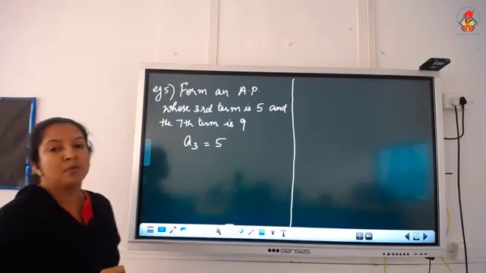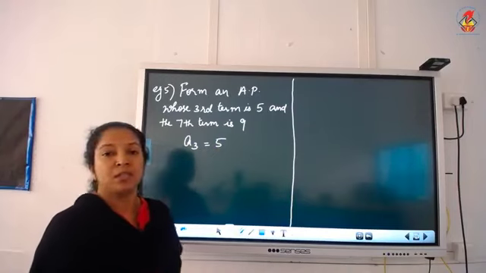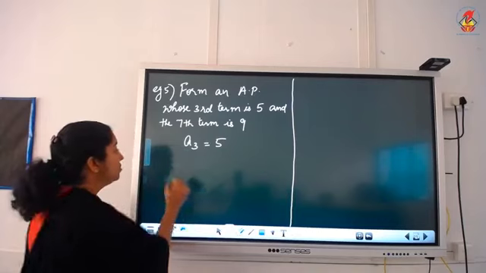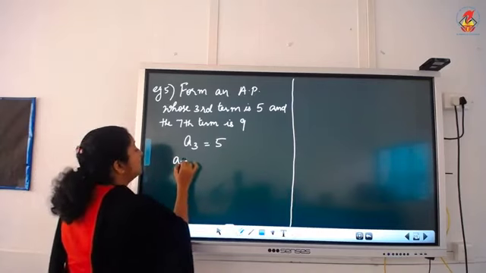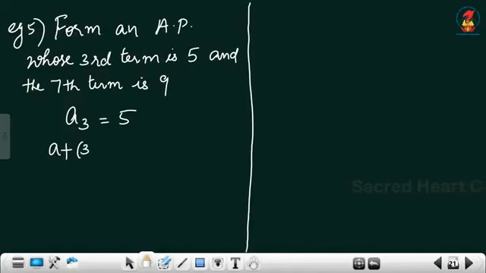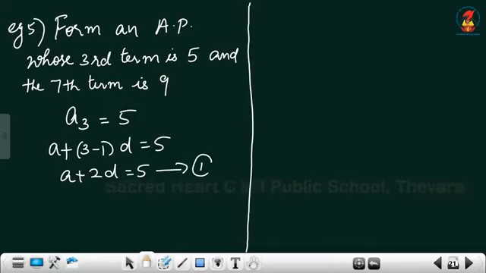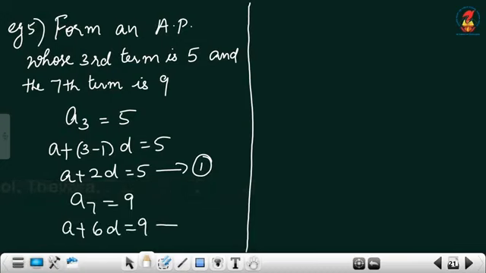So using the formula an is equal to a plus n minus 1 into d, we can write a3 as a plus 3 minus 1 into d as 5, or directly you can write a plus 2d is equal to 5. We can take this as the first equation. Then what is given is seventh term is 9. That means a7 is equal to 9. So we can write a plus 6d is equal to 9.